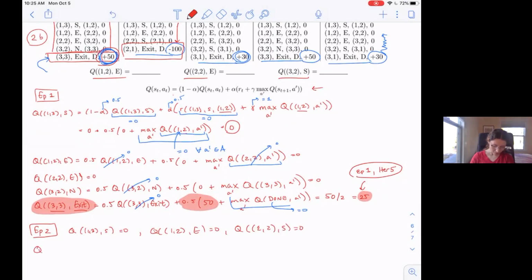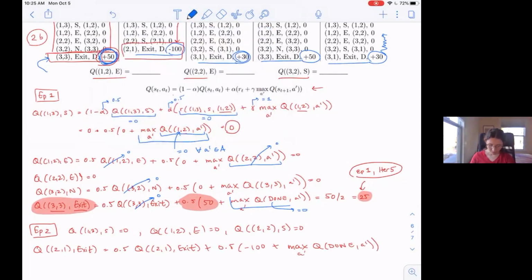Q of 1,2 east is going to equal 0, and Q of 2,2 south will also equal 0. The interesting one is going to be Q of 2,1 exit, which will equal 0.5 times Q value of 2,1 exit, that's our old Q value, plus 0.5 times the immediate reward we're getting, which is minus 100, plus max over all next actions after we get to the done state.